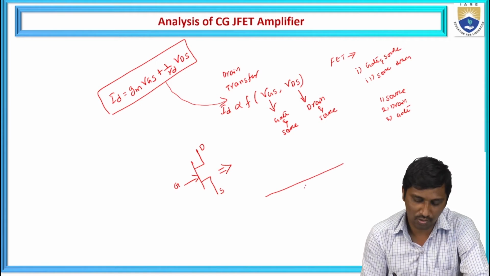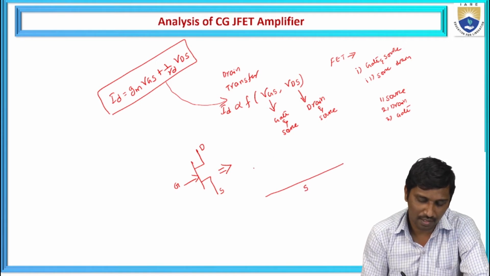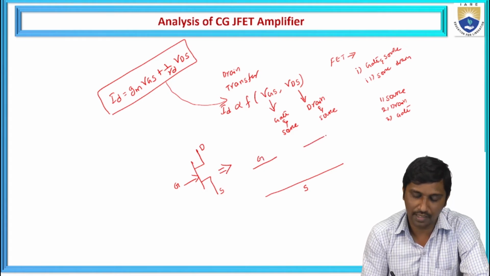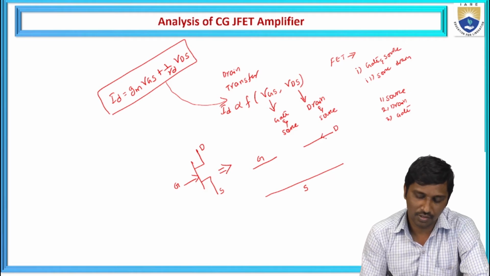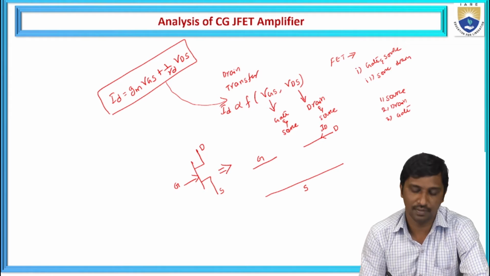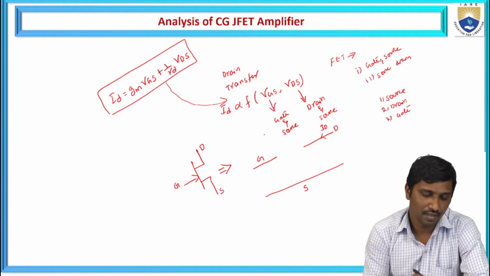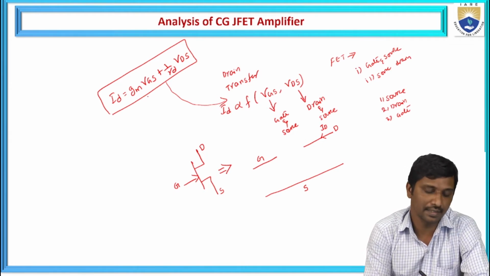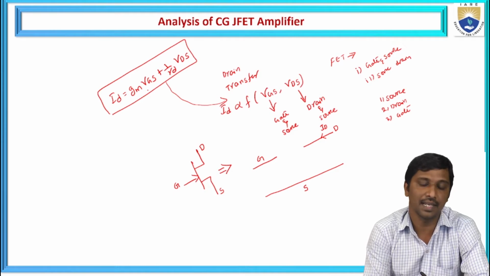Let us take most of the cases. The source is common, and on the input side I consider the gate, and on the output side I consider the drain terminal. Let us assume that the current is flowing from the drain to the source, which is represented as ID, and we have two current representations. One is gm times VGS, another one is 1 by rd times VDS.